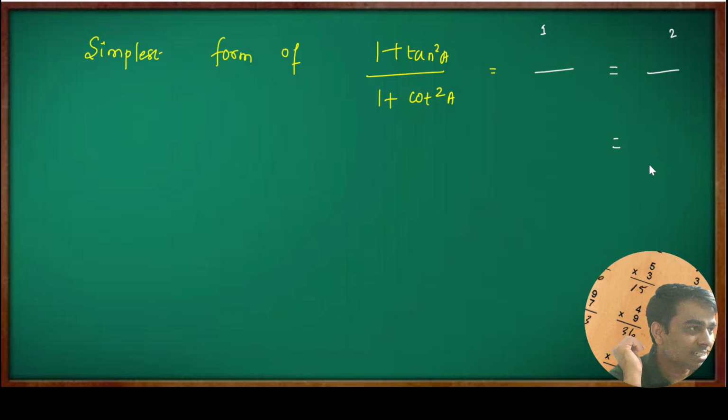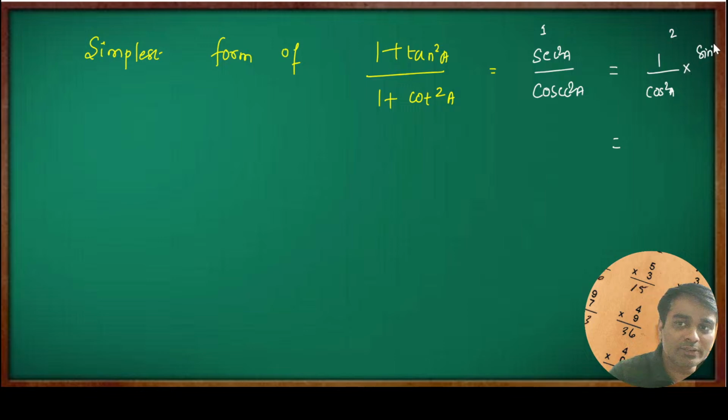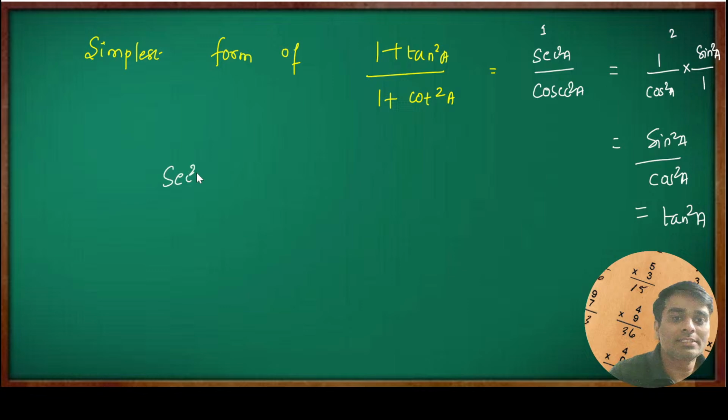Jivita, what is secant square A by cosecant square A? So here you will write secant square A, then here you will write cosecant square A. Can I write secant square as 1 by cos square? Yes. Can I write cosecant as 1 by sine square? Yes. So this is sine square A and here it is cos square A. Sine square by cos square is tan square A. Finish.